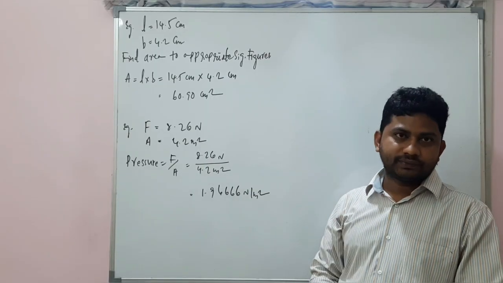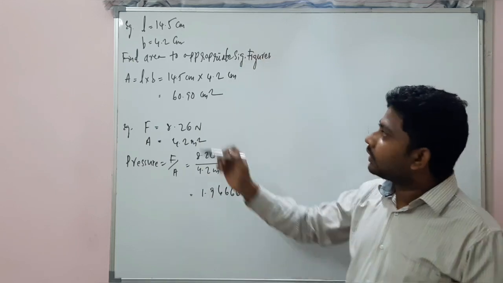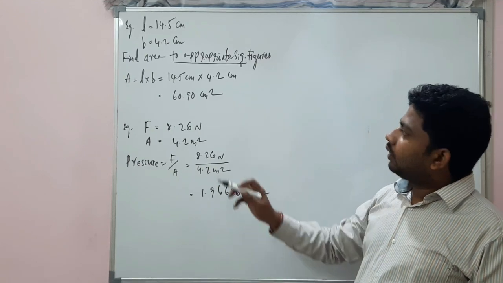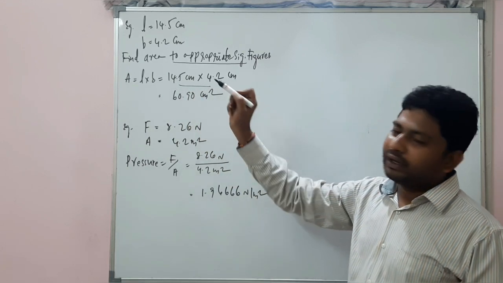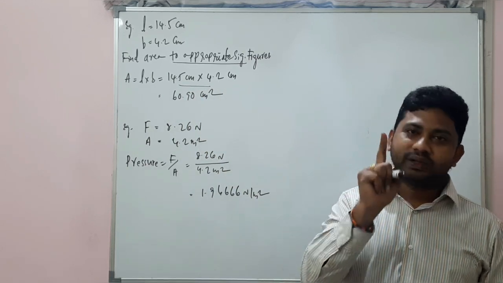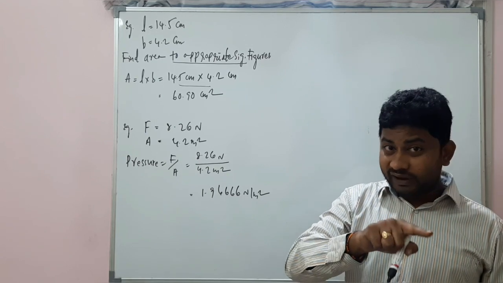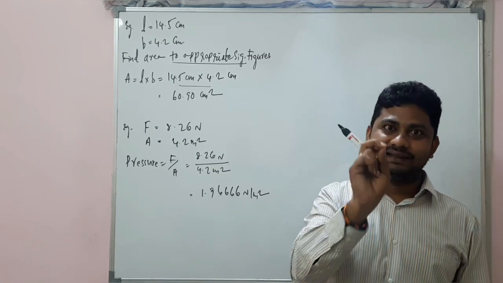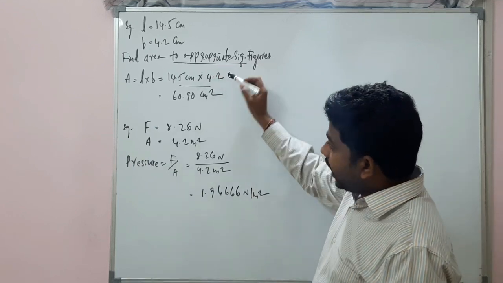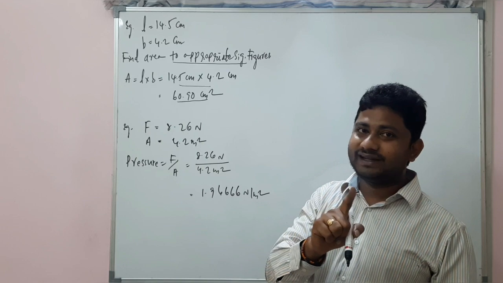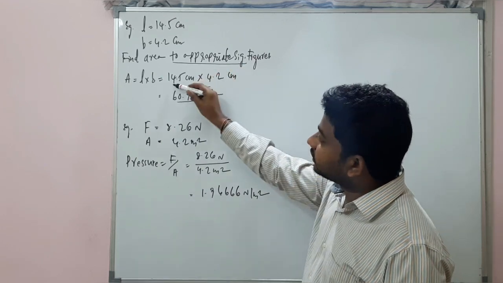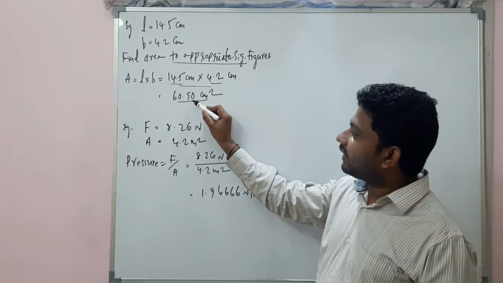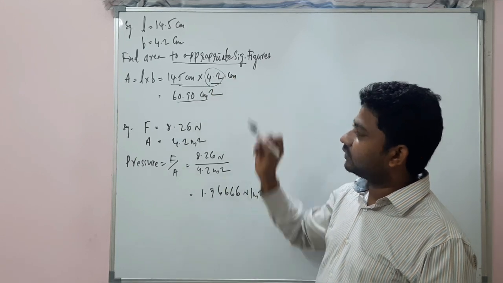Alright, look here, my dear students. There is a length given and a breadth given. You need to find the area to appropriate significant figures. Length into breadth: we are multiplying two physical quantities, and you should understand one important thing. When you are multiplying or dividing, the final result must have the least number of significant figures. Here there are 3 significant figures, and here there are 2, so the final result must have 2 significant figures.